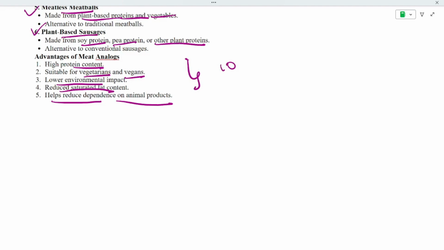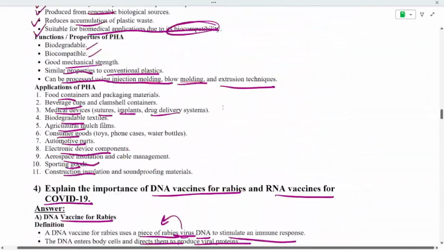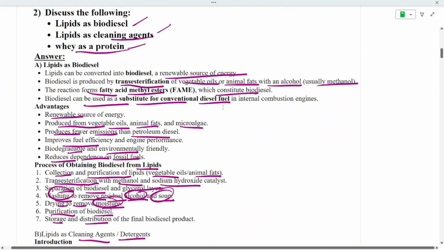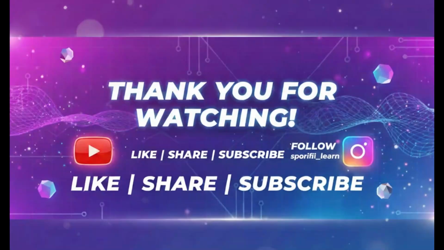This is all the 10 questions that I have made from module 2. This is a bit complicated, I guess, but it is easy again if you study. It is all about lipids as biodiesel and cleaning agent, whey as a protein, and all that. It's a simple thing. You can easily study.